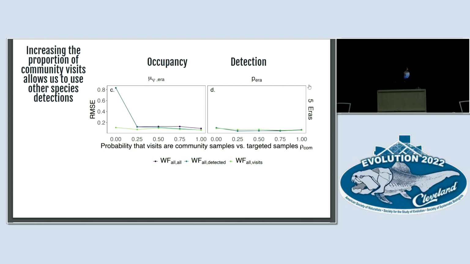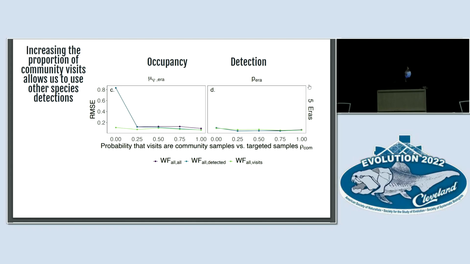And so we model this type of behavior also in our simulations. Now, here on the x-axis, we have the probability that a visit is a community collection. So when this probability is 1, every single collection is a community collection, right? And so this basically is the case where we can infer absences based on other species' presences. And indeed, over here on the y-axis, we have the error of estimated occupancy. We find that we're able to estimate occupancy with very little error.